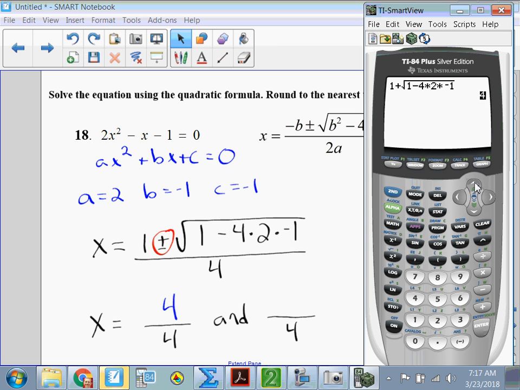Now you can type it in again with a subtract, or you could scroll up and get your previous problem, however you do that, and you can change this to a subtract. You just have to be careful how you do that. Or you just type it in. So 1 minus, and I get -2.